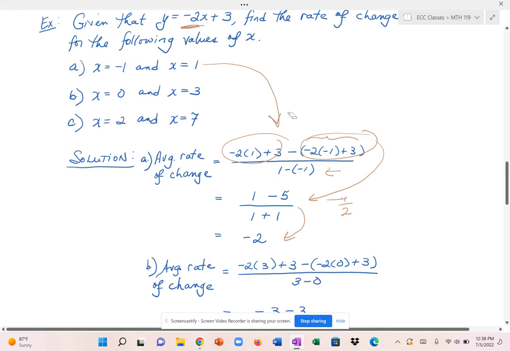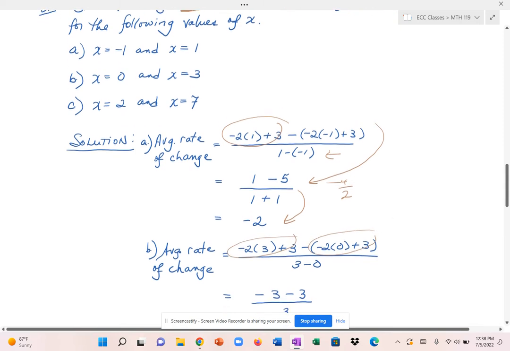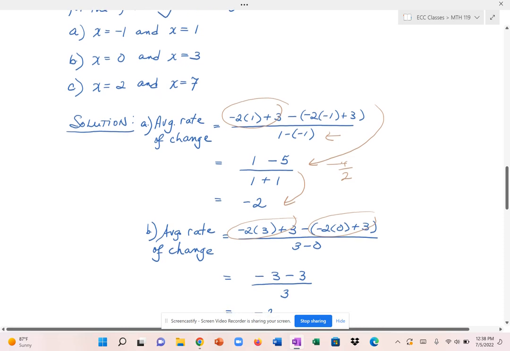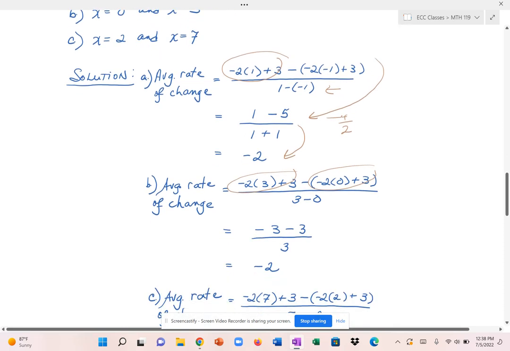I should get the same answer for x equal to 0 and x equal to 3, part B. So you plug in the 3 first, and then you plug in the 0, over 3 minus 0. That gives me negative 3 minus 3 over 3, which is negative 6 over 3, which again gives me an answer of negative 2. Again, that is expected because it is a linear function. Your average rate of change will be the slope, or the coefficient of x, when your line is in the form mx plus b. That's the slope-intercept form of the line.